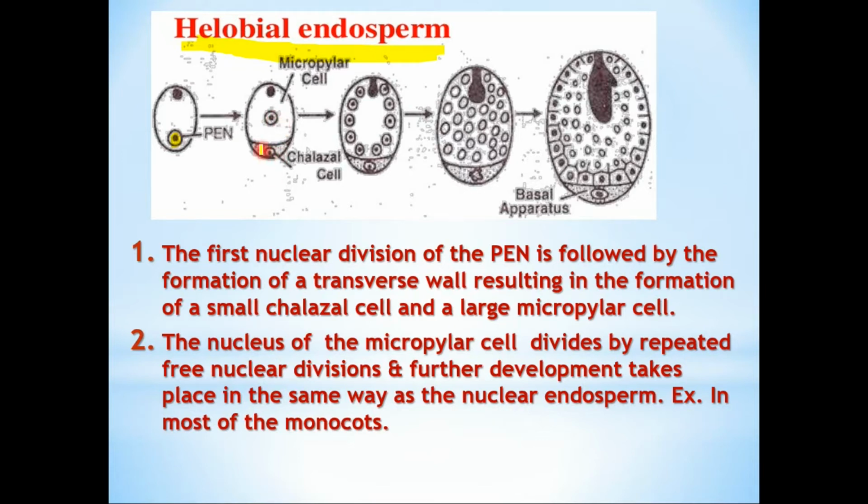The primary endosperm nucleus is dividing here into two daughter nuclei, and one daughter nucleus is surrounded by a cell wall at the chalazal end. So this is the cellular endosperm, and this is the nuclear endosperm. This is the larger one, which is toward the micropylar pole of the embryo sac. So this cellular endosperm will remain as it is, and the other one, which is occupying most of the part of the endosperm, will develop in the manner in which the nuclear type of endosperm development has taken place.